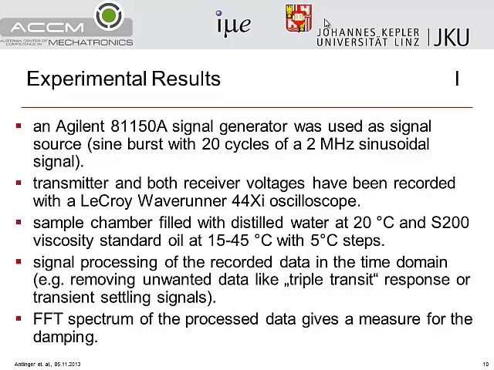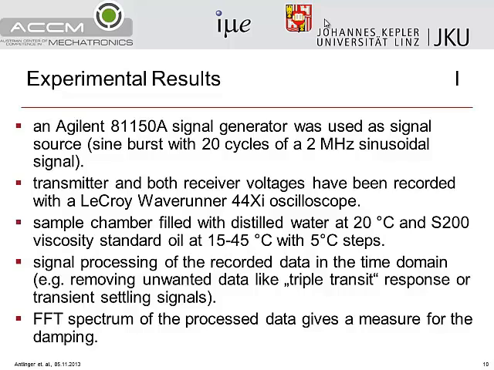Now let's move to the experimental results. Here is a lot of text, which I will explain on the next slide with pictures. We used an Agilent 81150A signal generator as signal source to drive the transmitter with a sine burst of 20 cycles and a frequency of 2 megahertz, which is not the resonance frequency of the PCB transmitter. We recorded the transmitter and both receiver voltages with a LeCroy WaveRunner oscilloscope.